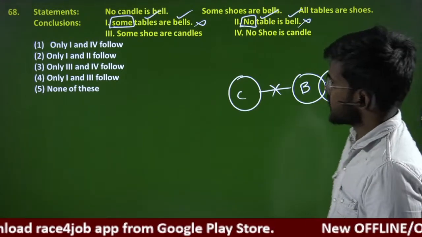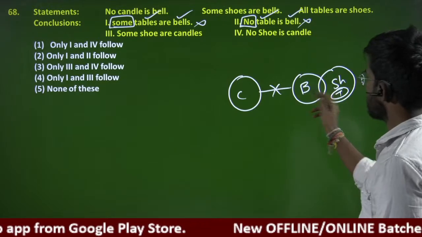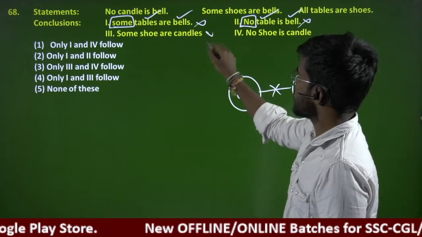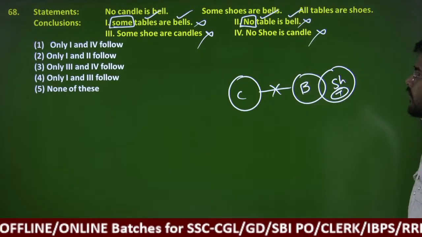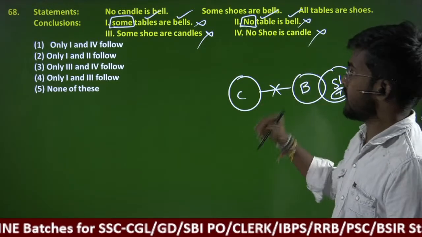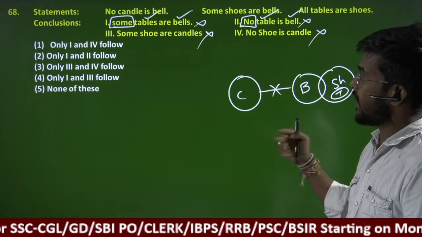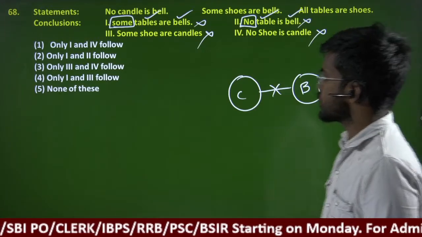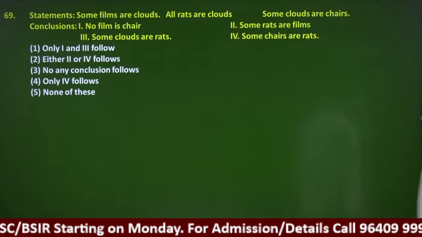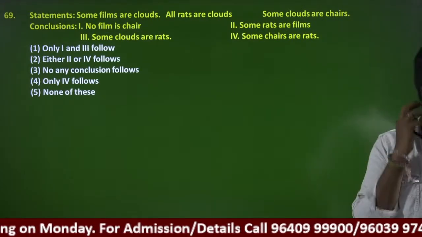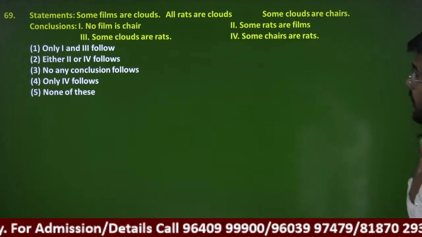Okay. Next, some shoe are candles. There is no direct relation. No shoe is candle. There is no direct relation. So we can say that either one or two, and either three or four. So there is no option here. So none of this is your answer. Next, move to the next problem.